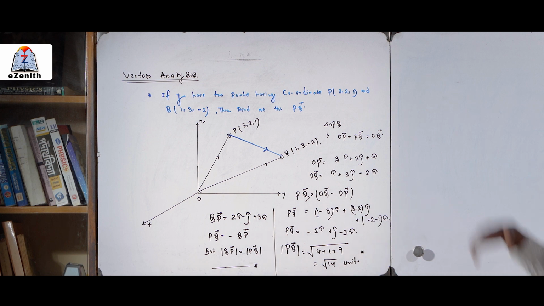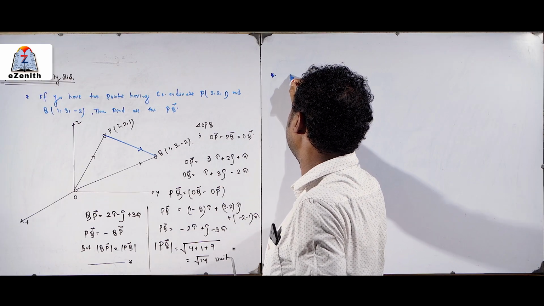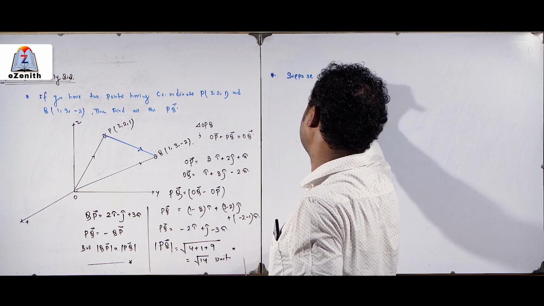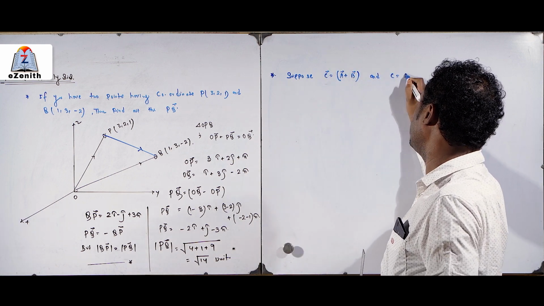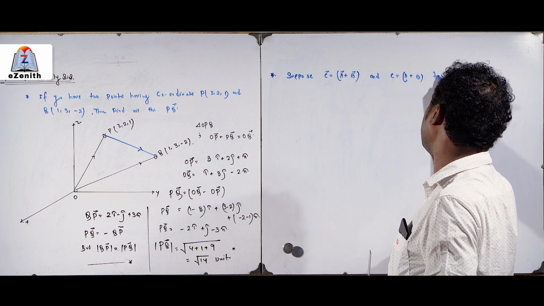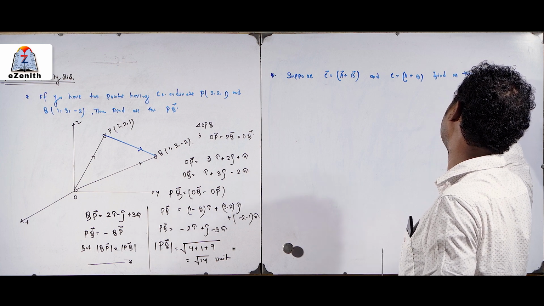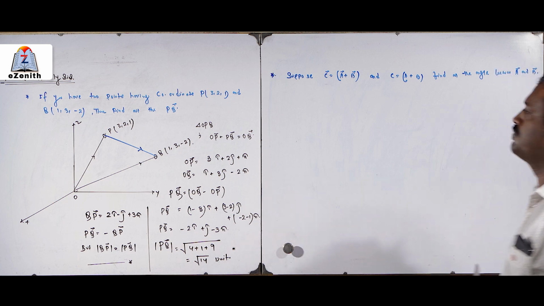Another problem about this discussion also confirms the parallelogram law. That is a very simple problem. Suppose C vector is A vector plus B vector and the magnitude C is equal to the magnitude A plus the magnitude B. Then find out the angle between A and B. How can we find out?